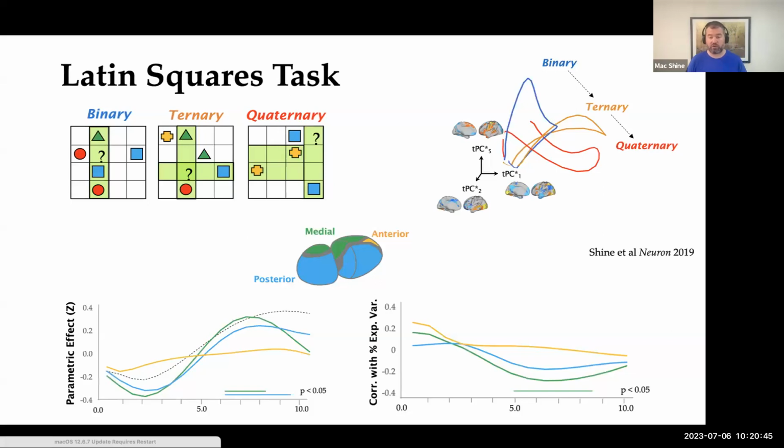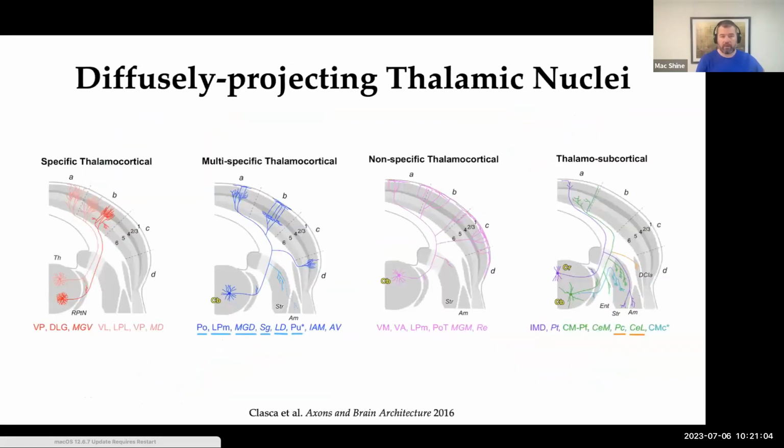But interestingly, if you look across subjects, the more that you recruit the thalamus, the less low-dimensional your brain was. In other words, it was promoting both the integration of the network and also the segregation. And we think that that balance between integration and segregation is really important for providing an optimal information processing domain. So I mentioned before that we really care about these diffusely projecting thalamic nuclei.